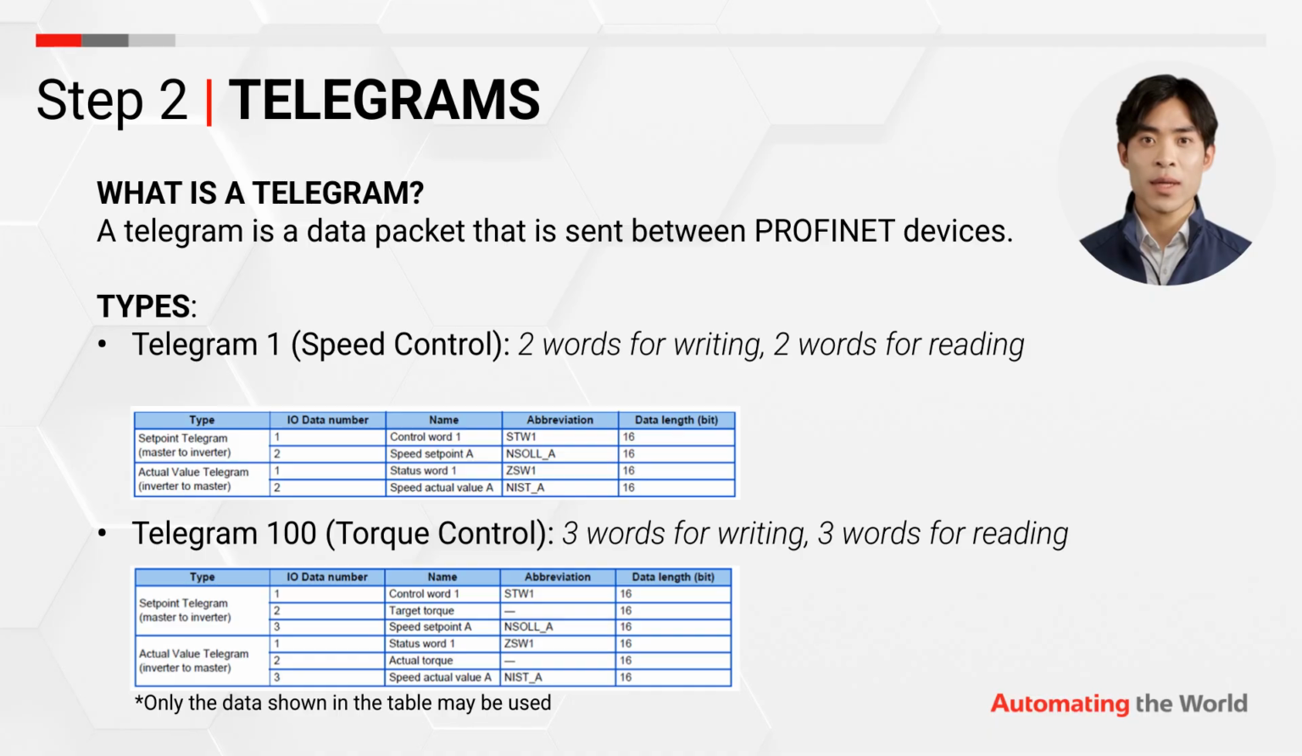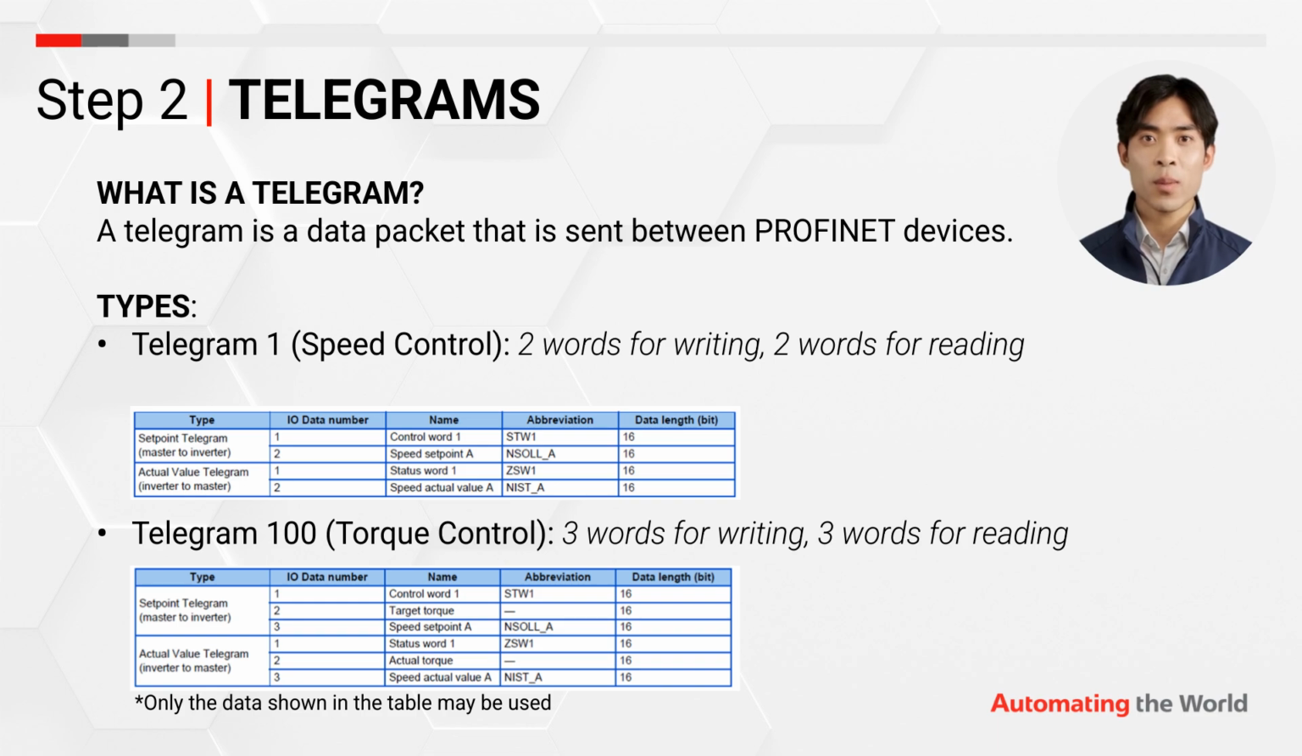Let's now talk about telegrams, that is, data packets exchanged between Profinet devices. There are mainly three. Telegram 1, also known as speed control, is the simplest one. With this telegram, the exchange area is made up of 4 words, 2 for writing and 2 for reading. As shown in the table, the first write word is the control word, while the second is dedicated to writing the speed set point. For reading, the first is the status word, while the second is the speed actual value.